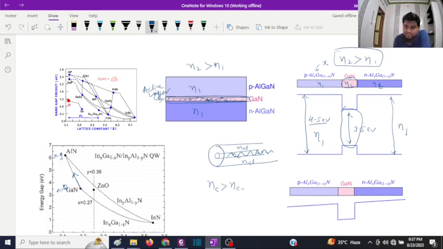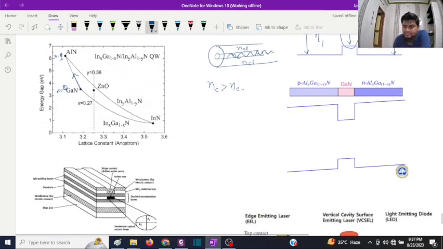To achieve it, you must have a material with high refractive index sandwiched between two layers which have low refractive index, or you can say higher band gap. So in this way you can achieve both electrical as well as optical confinement. Both electrical and optical confinement are satisfied in this structure.